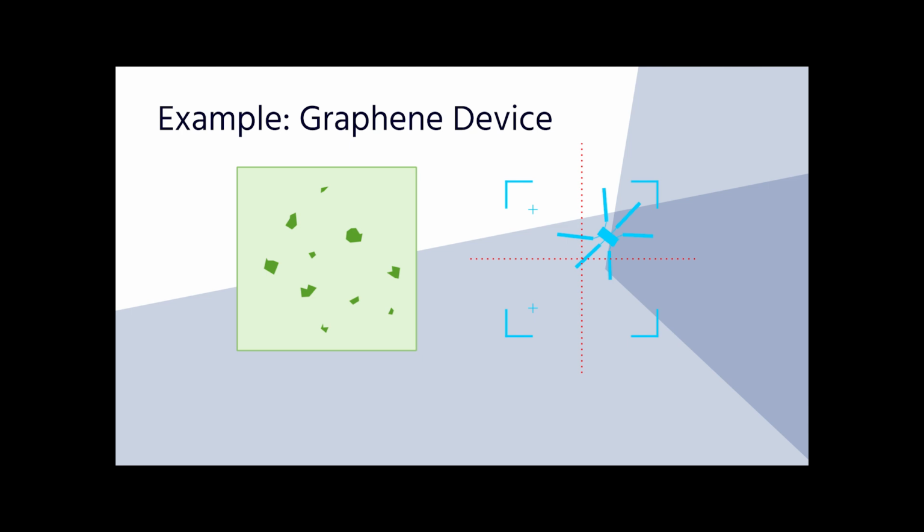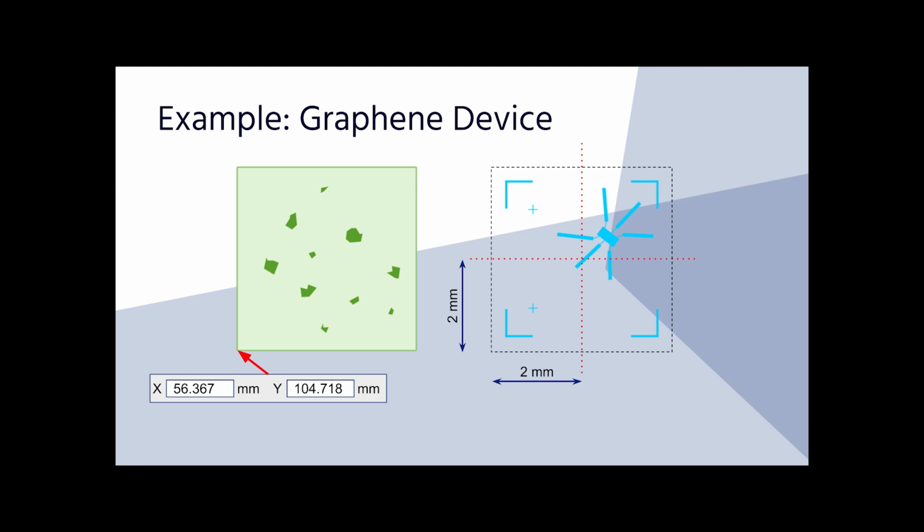In this case, I need to know the dimensions of my chip. If I know that the pattern should be placed 2 millimeters up and 2 millimeters right of the lower left-hand corner of the stage, then I can correctly place the pattern where I want it on the chip. For this example, the lower left-hand corner of my chip is at stage coordinates 56.367 millimeters in X and 104.718 millimeters in Y.